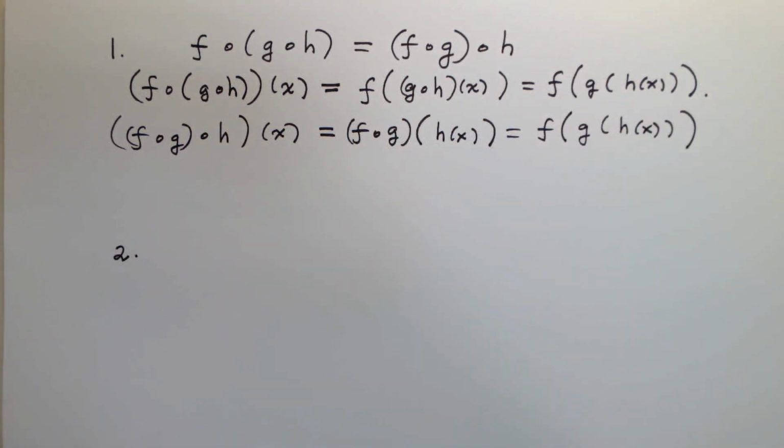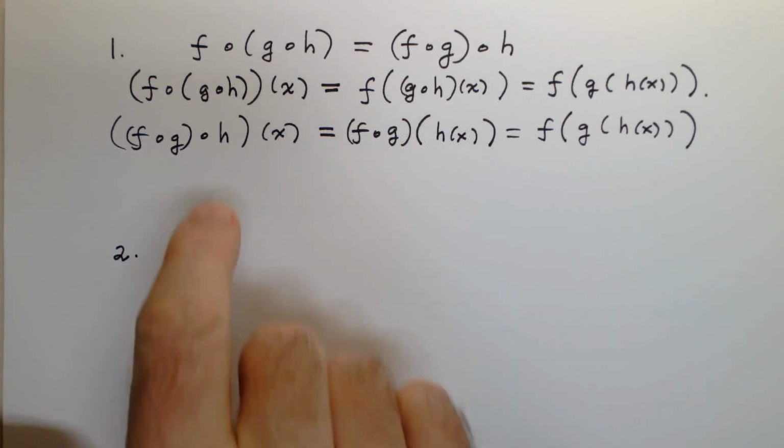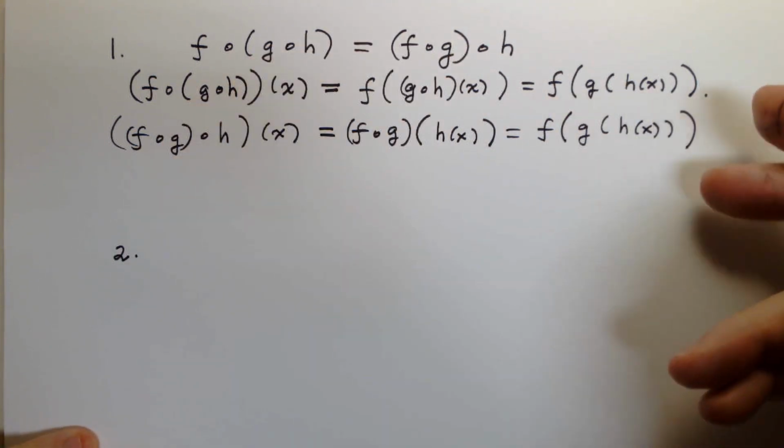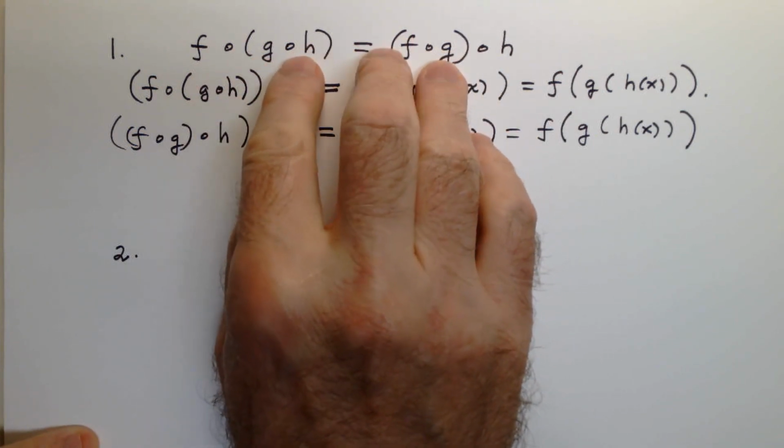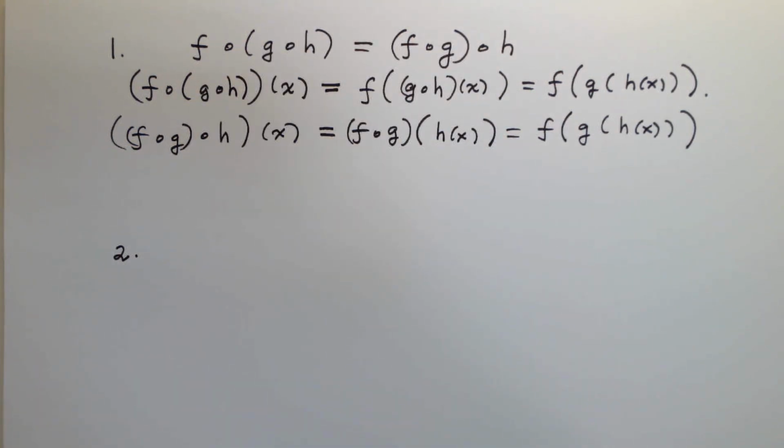And so we can see that for every input variable x, these two functions always evaluate to the same output, right? So these two functions are equal to each other. That's just a reminder that function composition is associative. Now, let's see how we can leverage that.